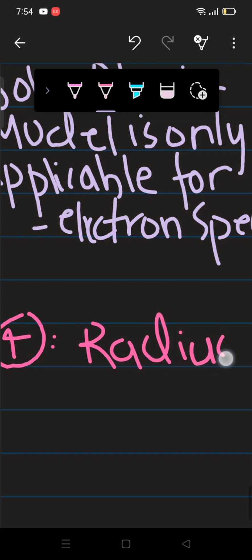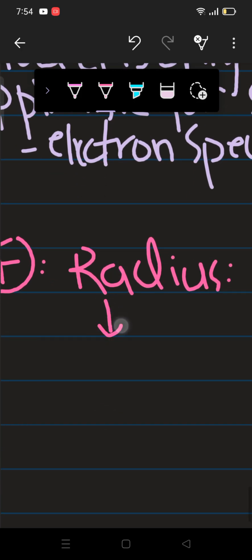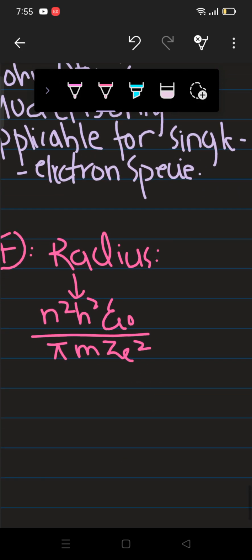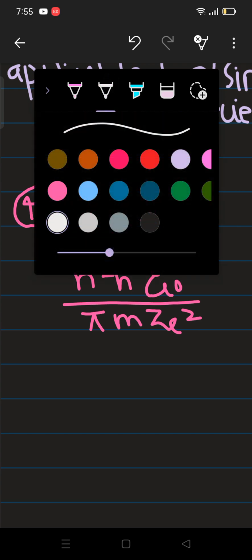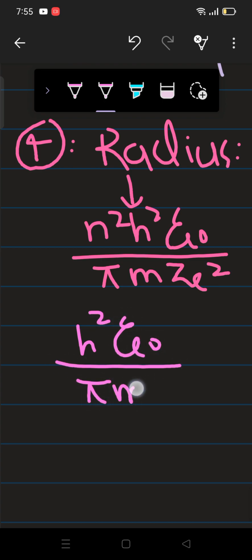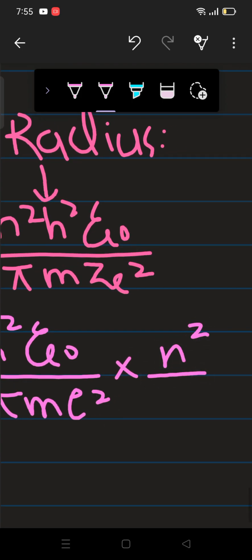Radius, we have derived the entire equation for it as well, right? When we were discussing Niels Bohr's atomic model, we got n square h square epsilon naught upon pi m z e square. Now let's separate the constants from the ones that aren't. n square would change. h square is a constant, epsilon naught is a constant, pi is a constant, the mass of the electron is of course constant, and e square, which means the charge of the electron, is constant as well. On top we have n square and on the bottom we have Z, right?